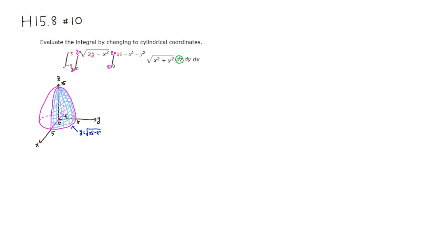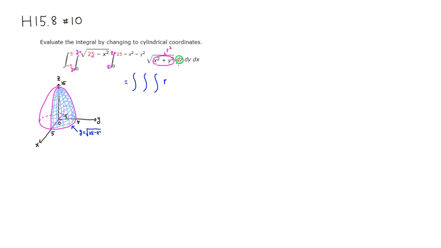All right, so let's use cylindrical coordinates to rewrite this. It's going to be a triple integral. Let's take care of the integrand. The integrand is square root of x squared plus y squared, and we know x squared plus y squared is r squared. With the square root, you get just r.